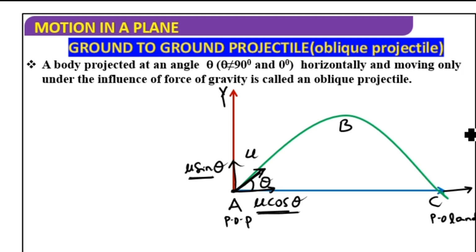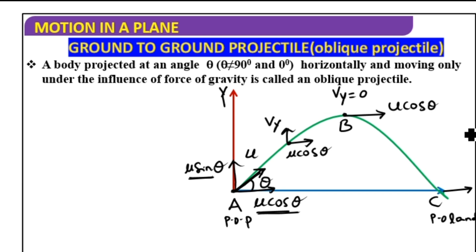Already you know very well the horizontal component of velocity remains constant throughout the motion. So here also u cos theta, but the vertical component of velocity decreases while it is going up. After some time your vertical component of velocity is not u sin theta, it is some velocity vy. Here B is the topmost point. At the topmost point the vertical component of velocity becomes 0. Now at the topmost point it has only the horizontal component of velocity, that is u cos theta.